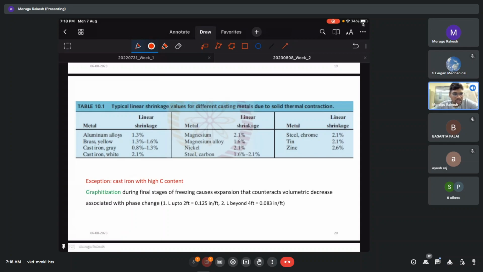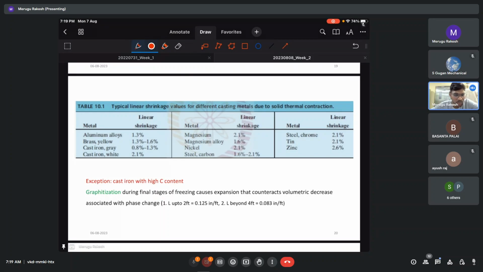But there is an exemption, that is gray cast iron, especially cast iron with high carbon content. It's not that it is not shrinking. It will shrink, but it is very negligible due to the process called graphitization, in which the hard phases, like martensite, convert into graphite flakes or graphite phases in that alloy, and this counteracts the volumetric decrease.